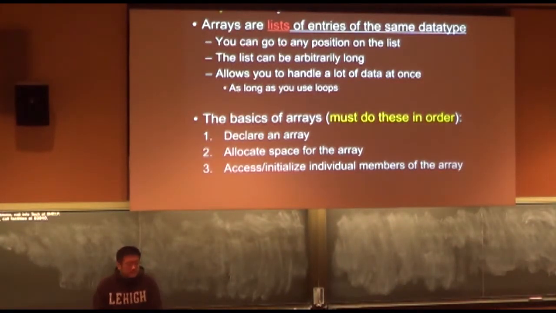So arrays are going to allow you to do that. An array is a list of entries that have the same type. It's simply going to be a name for a list, where everything in that list is the same type. You can refer to any position in that list with a number. The list can be arbitrarily long, given the limits of the hardware of your machine and some software aspects of your operating system. And that allows you to handle a tremendous amount of data at once, as long as you use loops to do it.